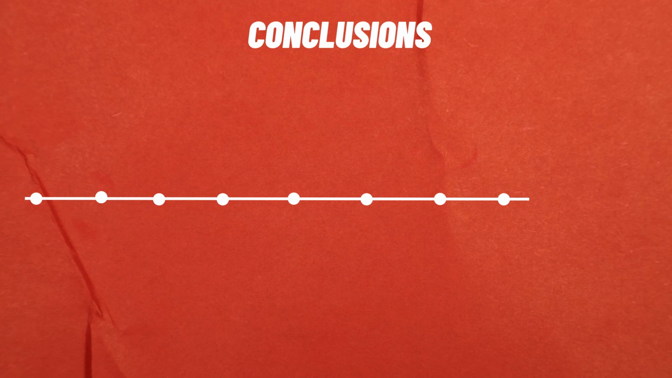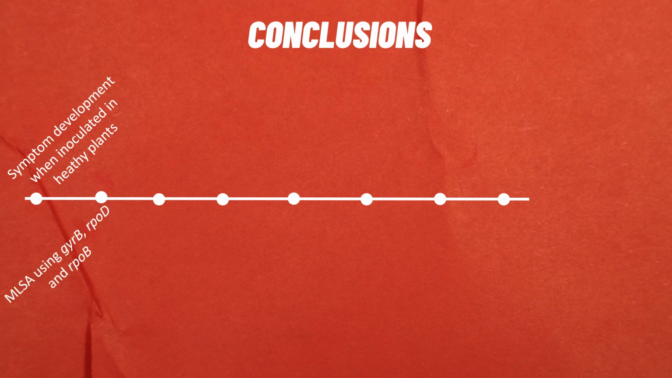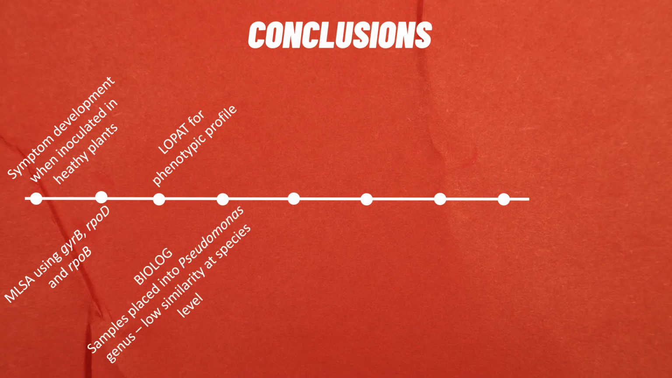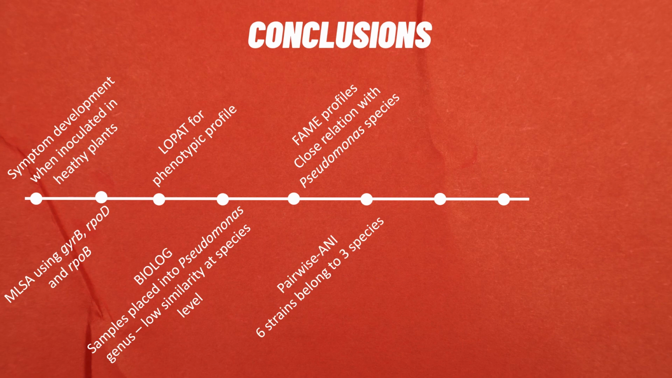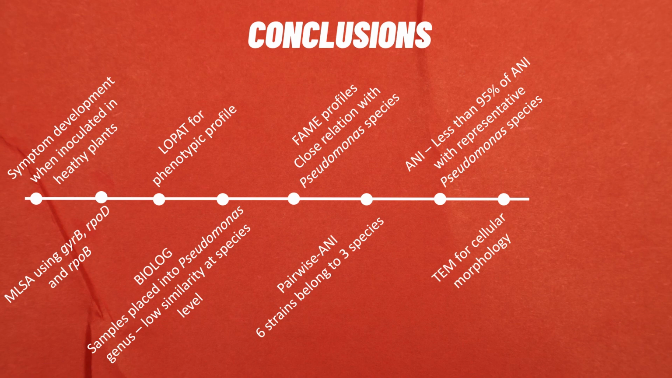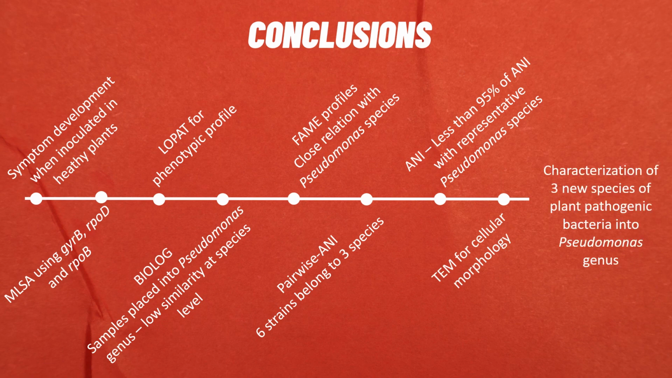As a conclusion, all the performed analyses, starting from the pathogenicity tests, the MLSA using gyrB, rpoD, and rpoB, the phenotypic profile by LOPAT, the outcomes from Biolog, the fatty acid profile, the pairwise ANI, the ANI with representatives of the Pseudomonas genus, and the cellular morphology by TEM, support the characterization of 3 new species of plant pathogenic bacteria in the Pseudomonas group.